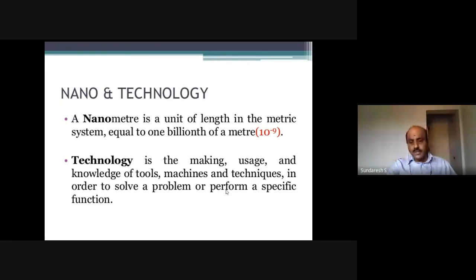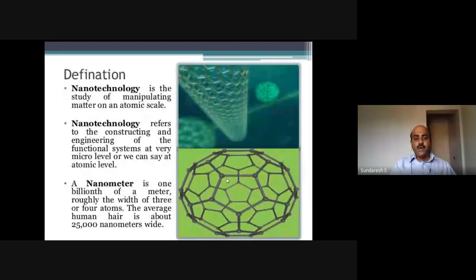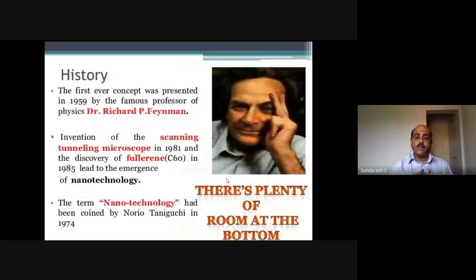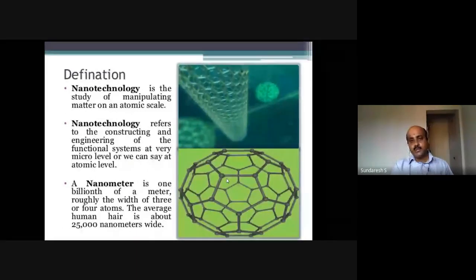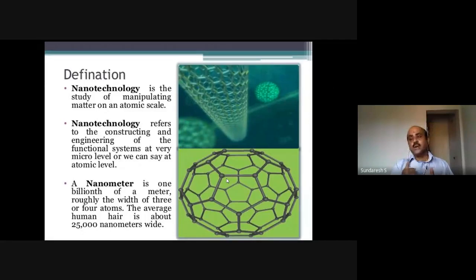Now, when these two words have been given meaning, it comes to the definition of nanotechnology. Nanotechnology is the study of manipulating matter on an atomic scale. In this technology, we need to study how we can manipulate matter on an atomic scale. In the sense that if the scale is at the micro level, how can we convert that into nano? What technology do we need to study to convert from one atomic scale to another, from micro to nano? This is what the technology is for.